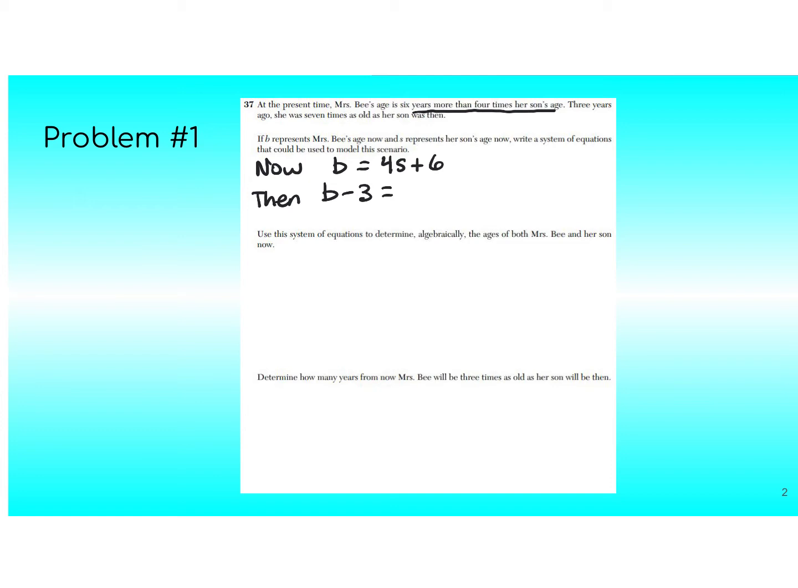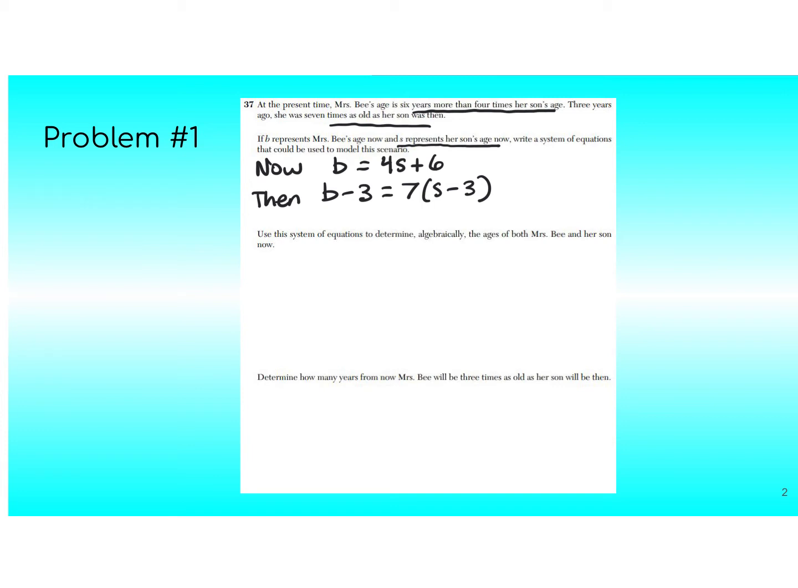And it says she was 7 times as old as her son was then. Well, S represents her son's age now. So her son is S minus 3 then. And she's 7 times as much as that. So I need to leave room for that. 7 times as much as her son was then. So those are 2 equations in our system.